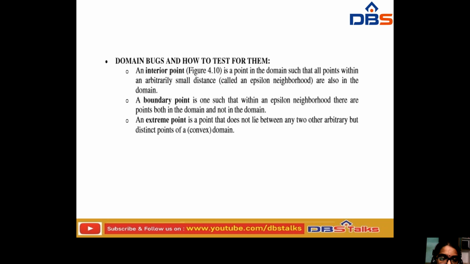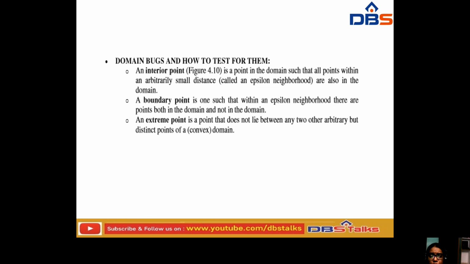Here, an interior point is a point in the domain such that all the points within an arbitrarily small distance, that is, within an epsilon neighborhood, are also in the domain. With neighbors at a small distance, if all the points are within the domain, then we can say those points are interior points, and they should also be in the domain.